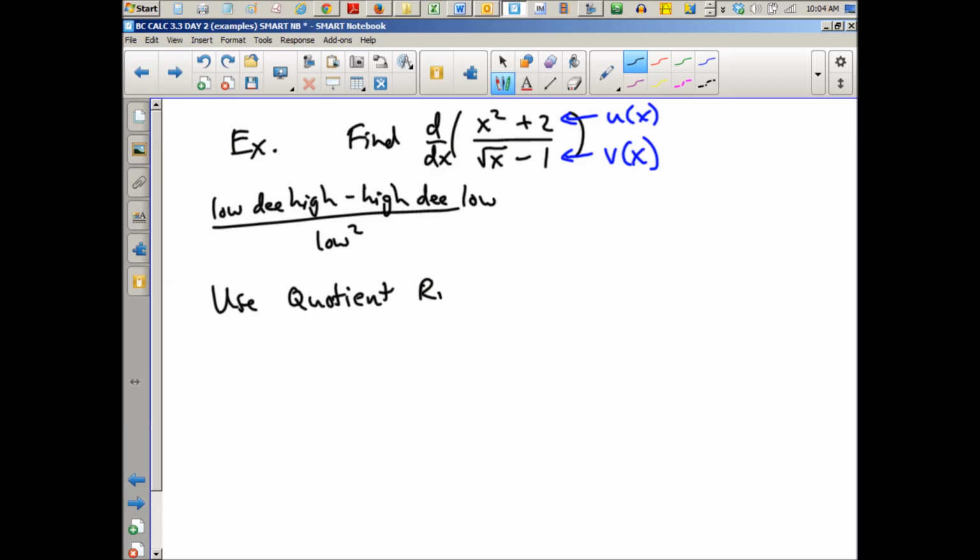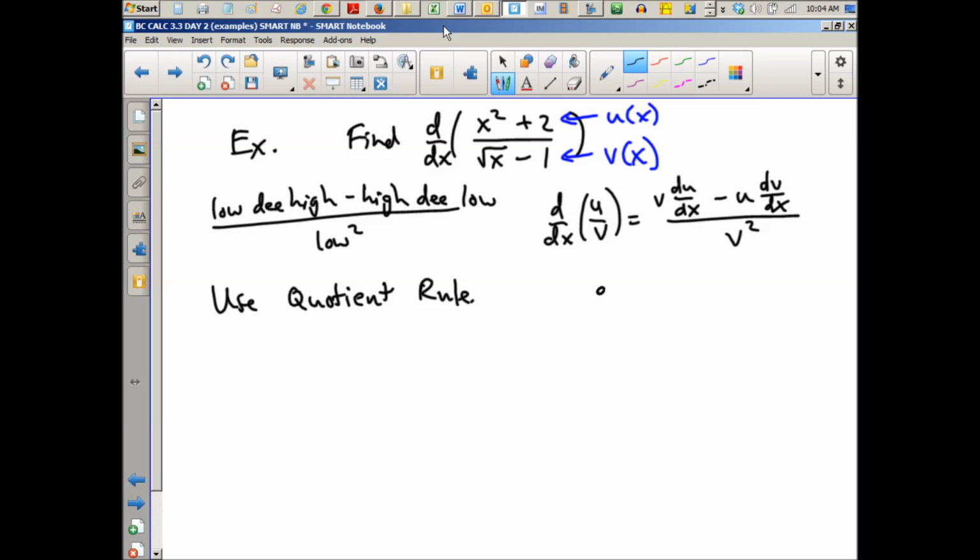Alright, now in our last example we did the problem 2 different ways. There is a second way to do this problem using product rule and chain rule, but we aren't learning the chain rule yet. So let's just go ahead and do the quotient rule only. Okay, so the quotient rule is low d high minus high d low all over low squared. Or if you want to write it symbolically, it's d dx of u over v is v times du dx minus u times dv dx all over v squared.